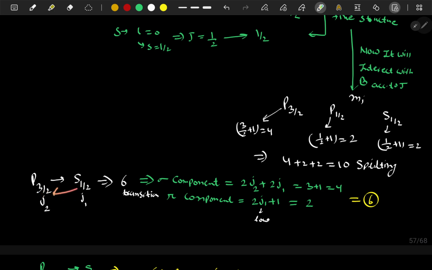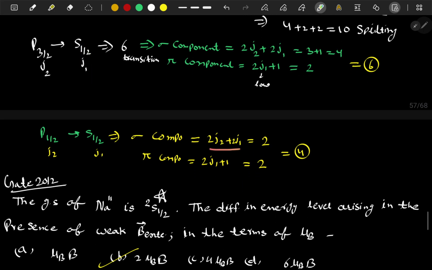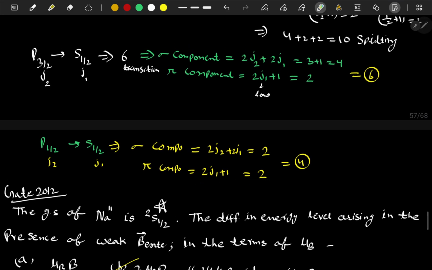So J2 is greater than J1, okay? J2 is greater than J1. So 2J2 plus 2J1 will be 4, and the pi component is 2J1 plus 1, equal to 2 components. 2J2 plus 2J1 equals 4, and pi is 2J1 plus 2. So 6 and 4, total is 10 components. Got my point or not?